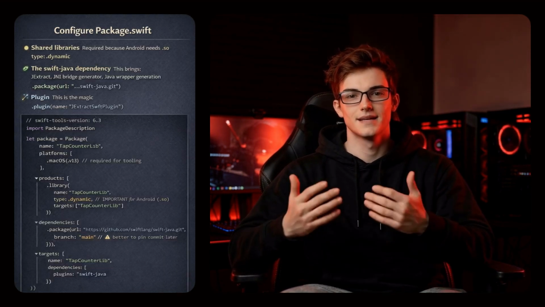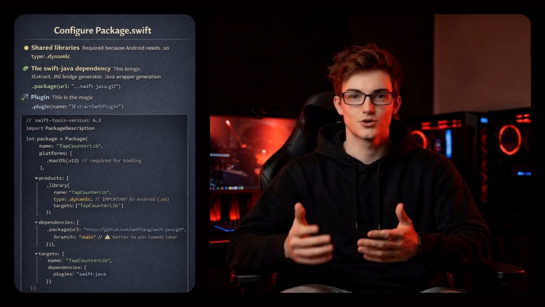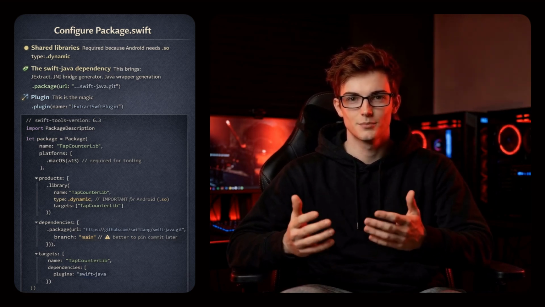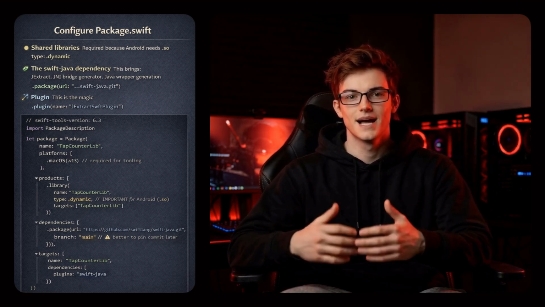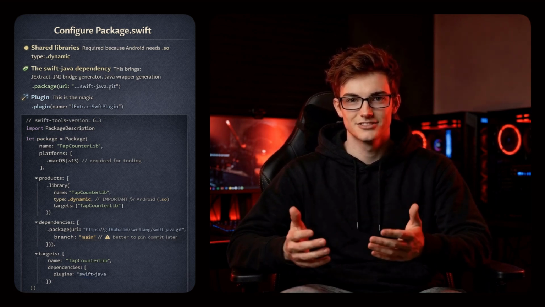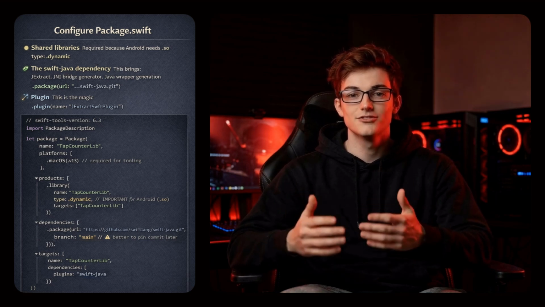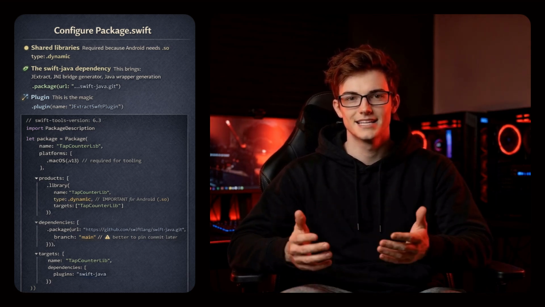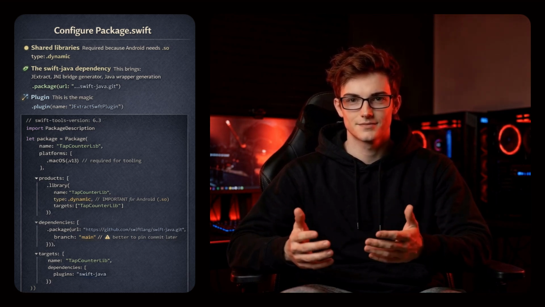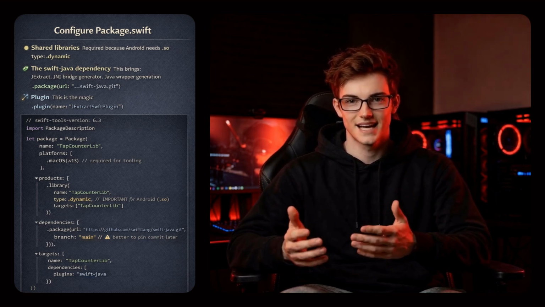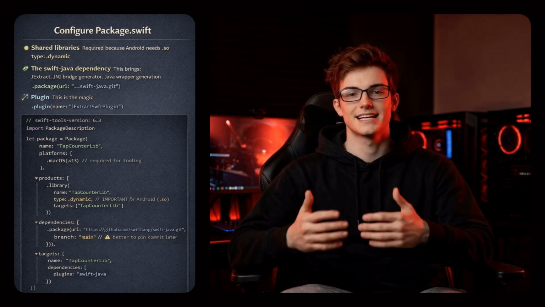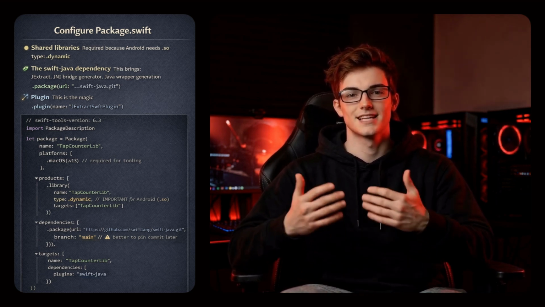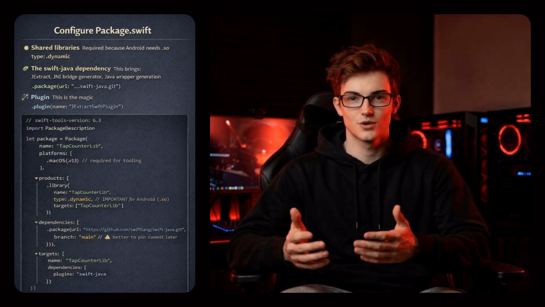Step 5. Configure your Swift package for interop. This is one of the most important steps in the entire pipeline. Without this, you just have Swift code. With this, you have Swift code that Android can actually reach. Start by adding the SwiftJava dependency. Then set your library type to dynamic. Android needs a shared library. That's how we get to a SO.